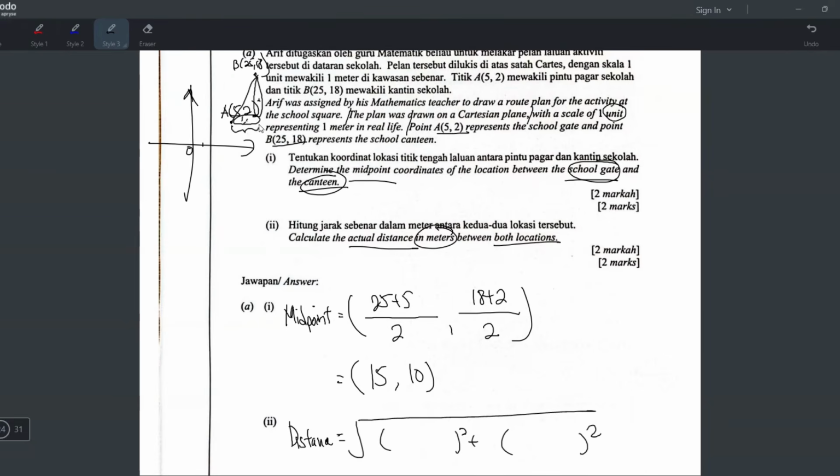So how do we find the horizontal distance? X minus x lah. So it's 25 minus 5. Alright. And then how do we find the vertical distance? Y minus y lah. So it's 18 minus 2. And why do we have to square it? Because that's the Pythagoras theorem. A square plus B square equals C square. So you just do this one square plus this one square, and then square root the whole thing to get the hypotenuse. Like that. Okay.